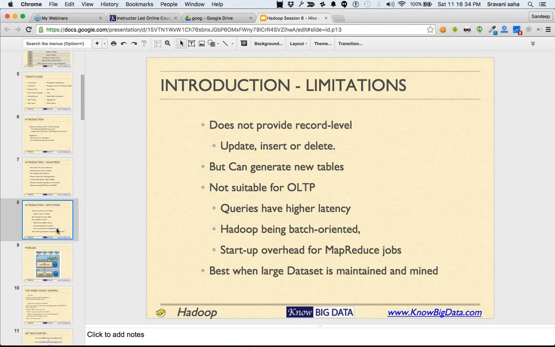Why? Because queries have higher latency, and Hadoop being batch oriented, there is a startup overhead. Because we have been executing Hadoop jobs for quite some time, we must have seen that the general behavior of Hadoop is not to hurry, but to be more reliable and get the work done, whether on one machine, two machines, three machines, or whatever. So the behavior of Hadoop is more about reliability and humongous data rather than getting things instantaneously in milliseconds.